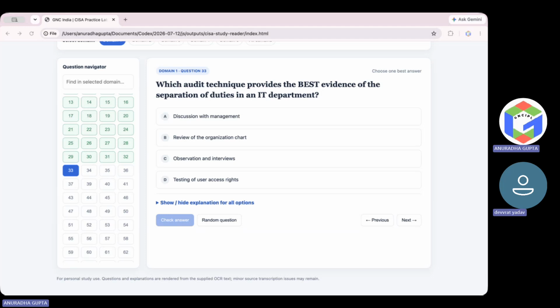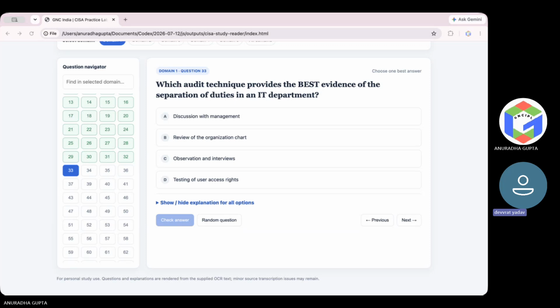Users, if you are testing the SOD, that means you are testing the access control, right? Testing of access control, yes. No, no. In the question they are talking about the SOD, but in this D option it is talking about the access rights. So as per you, you have to test the SOD, but you are testing the access rights. You got my point? Here it is testing of user access rights, only one user, his access only.